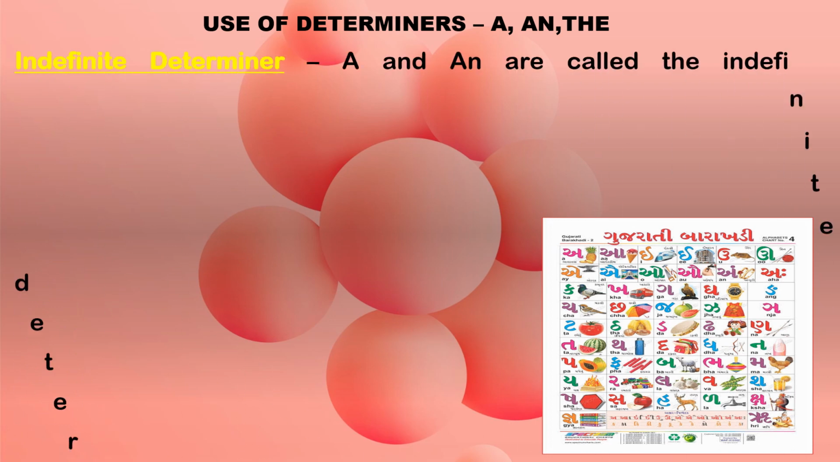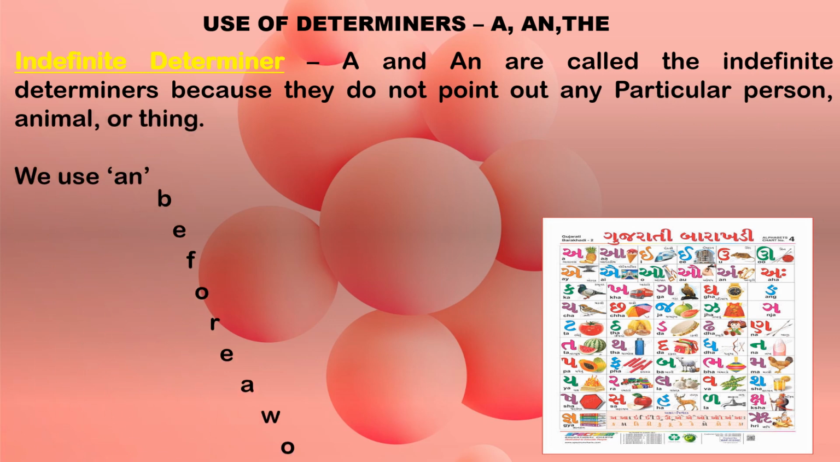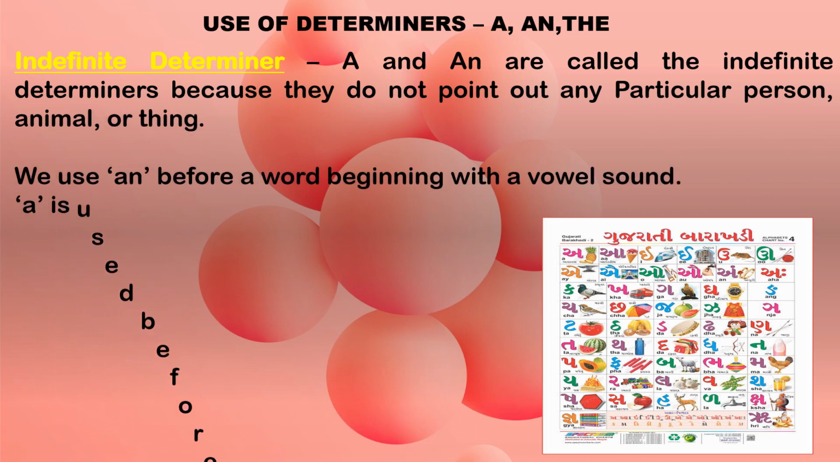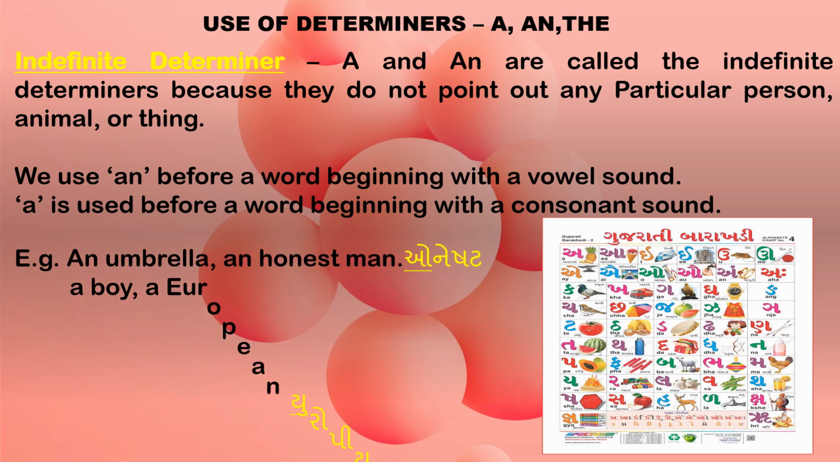The indefinite determiners. A and an are called the indefinite determiners because they do not point out any particular person, animal, or thing. Children, let me make it clear that indefinite means that it does not point out something, it is not giving you any kind of clear view. That is known as an indefinite determiner. We use an before a word beginning with a vowel sound.